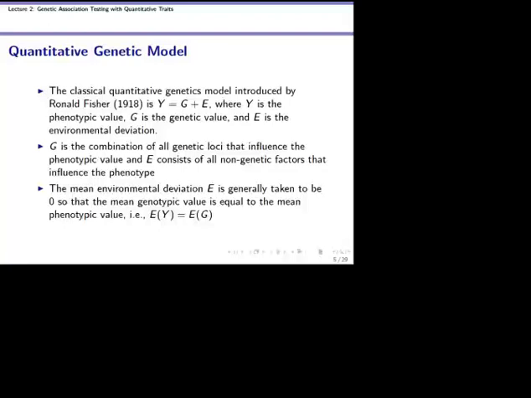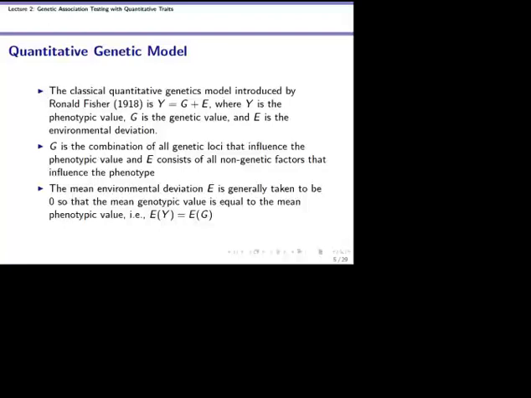I mean, it can be anything that's not genetic that may be acting on your outcome. But the mean environmental deviation is generally taken to be 0, such that on average, it's going to be 0. Some people are going to have an environment that's beneficial to them. Some people are going to have an environment that's not beneficial. Diet, for example, is a major environmental factor.